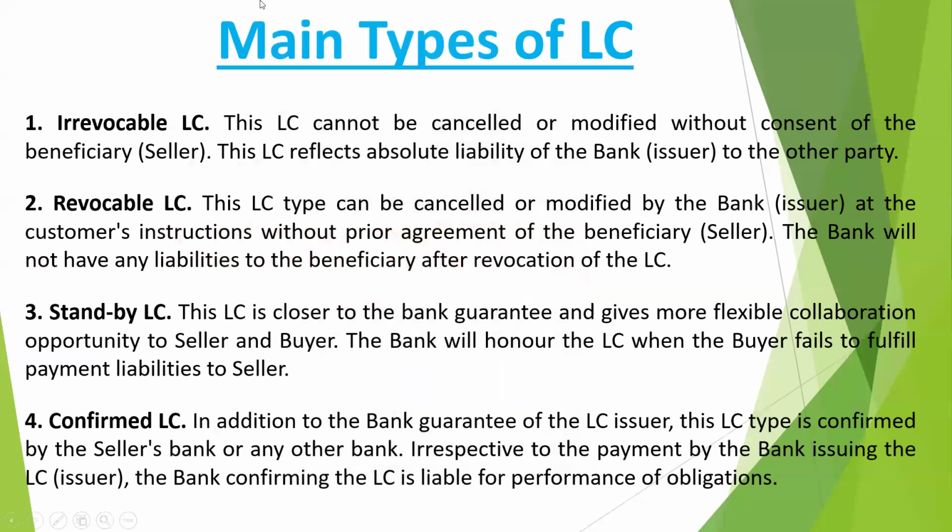So now we'll discuss the main types of LC. So first is irrevocable LC. An irrevocable LC cannot be cancelled or modified without the consent of the beneficiary. This LC reflects the absolute liability of the bank to the other party. So in most cases, friends, what is being used is the irrevocable LC. So mostly we are using the irrevocable LC in banks.